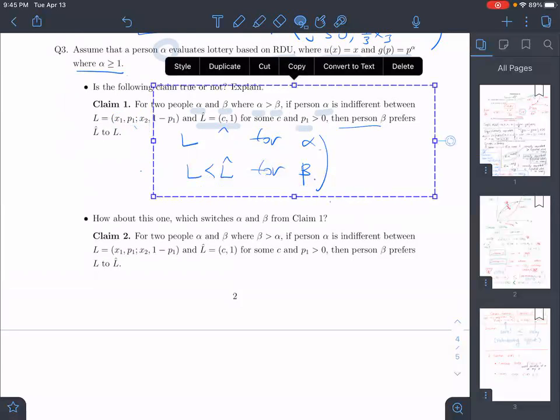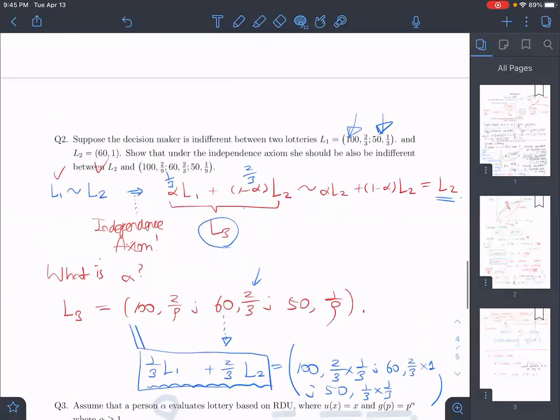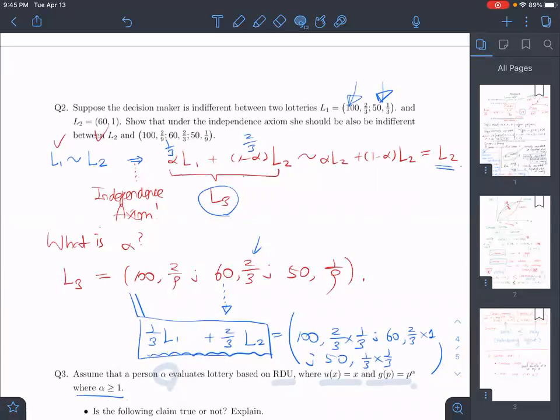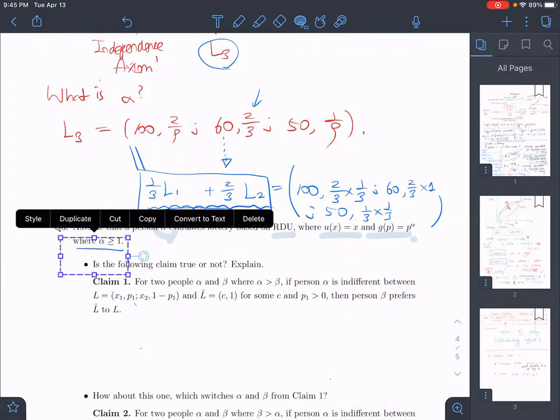By the way, this question 3 is what I made. Questions 1 and 2 come from our professor. Question 3 comes from me. Maybe it can be less related to your exams. Anyway, good to know about RDU.